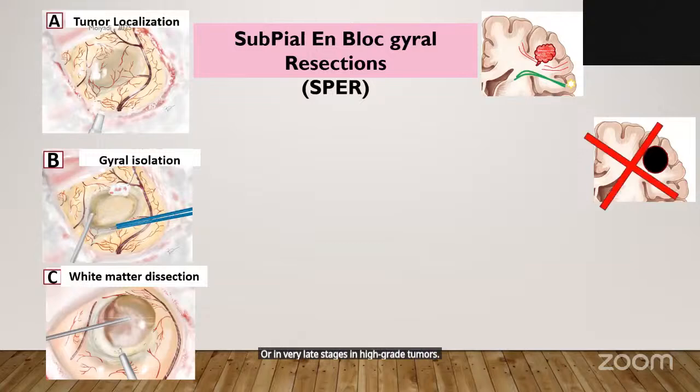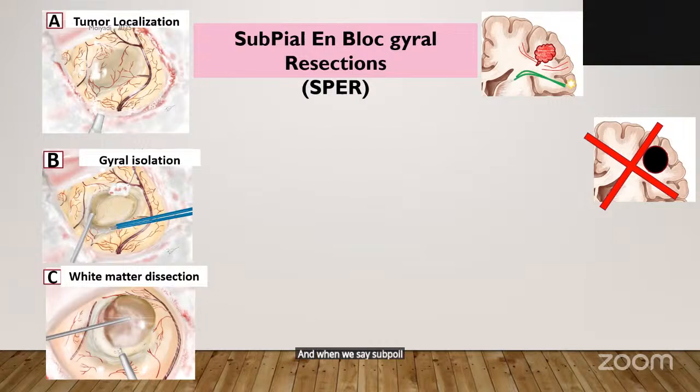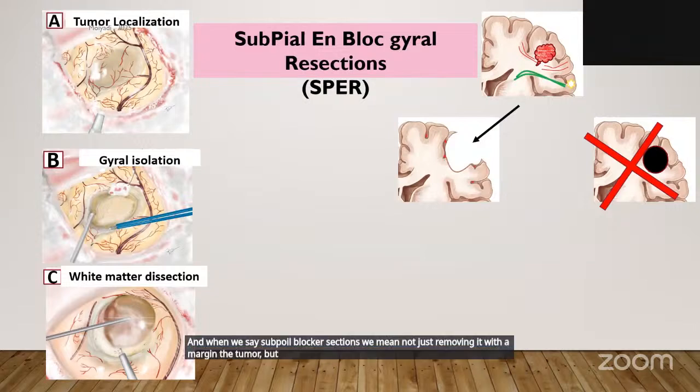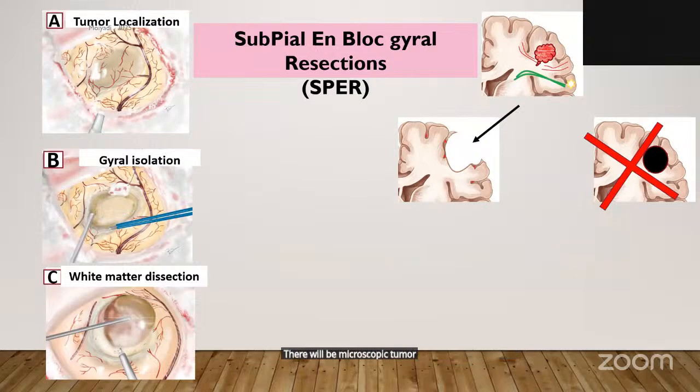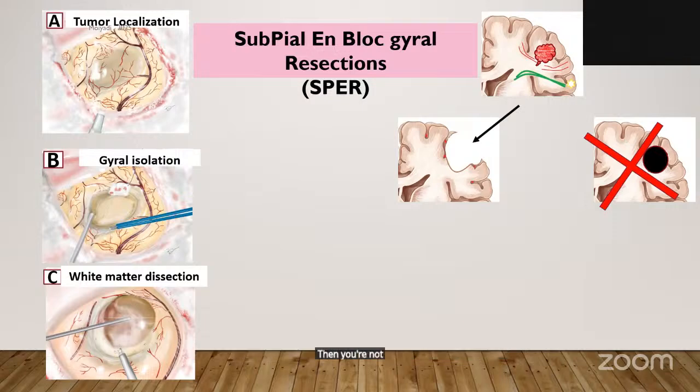And this makes it amenable to do extensive subpial resections or gyral resections using this anatomical information. When we say subpial en bloc resections, we mean not just removing the tumor with a margin, but removing the entire tumor-bearing gyrus. Because remember, I told you that the tumor may look to be confined in one particular location, and you may think you've got it all around, but there will be microscopic tumor beyond it. Unless you remove all those microscopic bits up to the pial edge, because there can't be glial cells beyond that, you're not going to completely eliminate the risk of local recurrence.